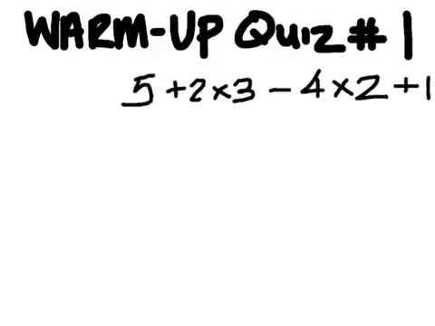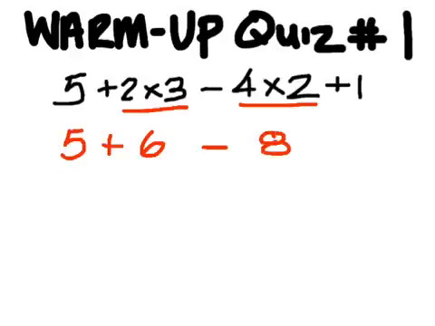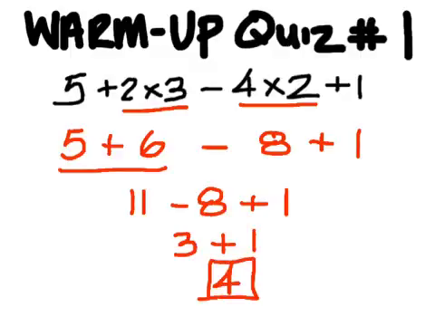Solution: 2 times 3 is 6. 4 times 2 is 8. And then go back and fill in everything else. 5 plus 6 is 11. 11 minus 8 is 3. 3 plus 1 is 4.